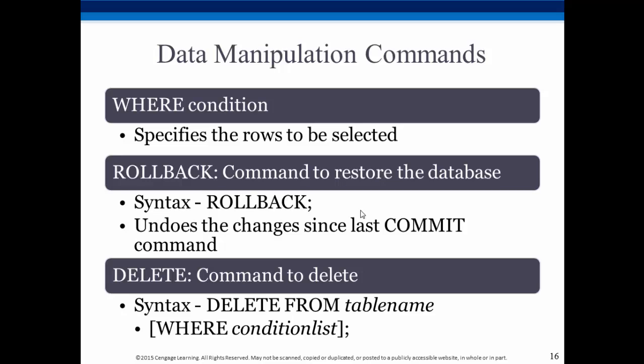Alright, the ROLLBACK command. If you have not used the COMMIT command to store the changes permanently in the database, you can restore the database to its previous condition with the ROLLBACK command. ROLLBACK undoes any changes since the last COMMIT and brings the data back to the values that existed before the changes were made. Alright, so the syntax is simply ROLLBACK and the semicolon.